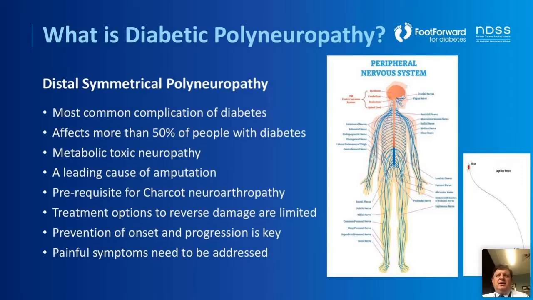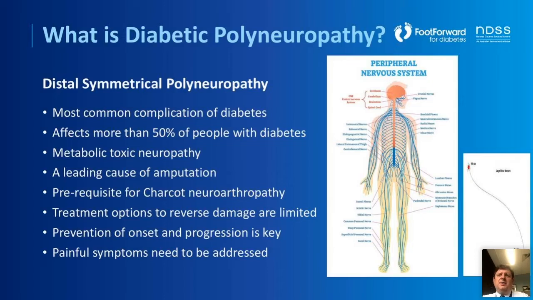This condition is a leading cause of amputation. Most people with diabetes who end up needing an amputation have neuropathy or arterial disease or both. Some, of course, have a past history of ulceration and amputation, but neuropathy is normally present to some degree in people who unfortunately end up with an amputation.